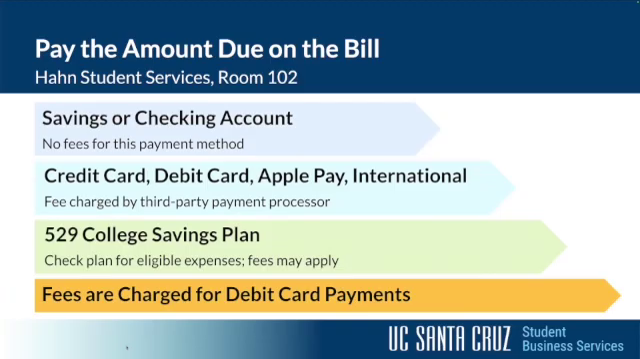Payments made directly from a savings or checking account in the UCSC eBill ePay portal are the least expensive option with no convenience fees charged during the transaction. Payments made with a credit card, a debit card, Apple Pay, or any international payment option will be charged a convenience fee by our third-party processor, and fees may apply to payments from some 529 college savings plans. Please note that debit card payments will be charged the credit card convenience fee, even though money is coming from your checking account.